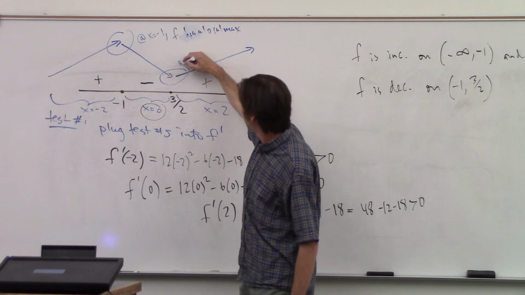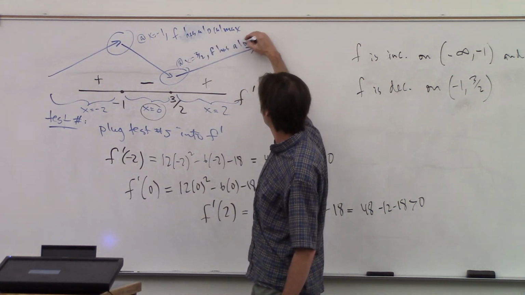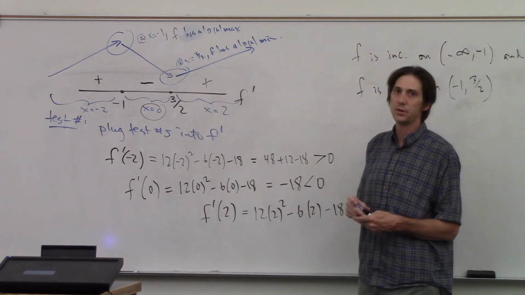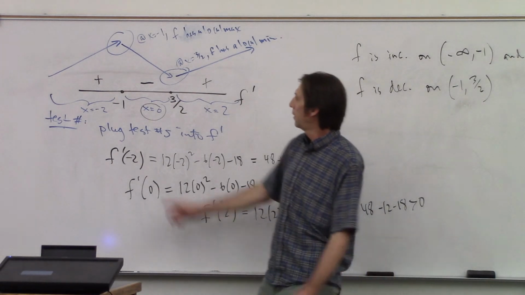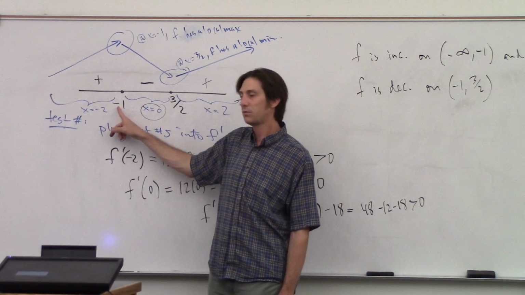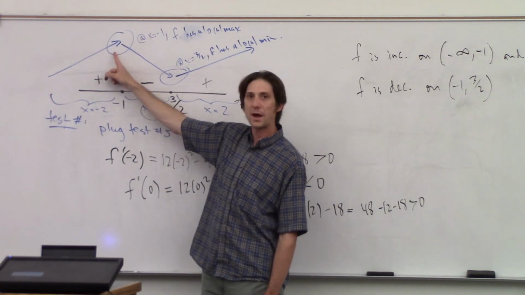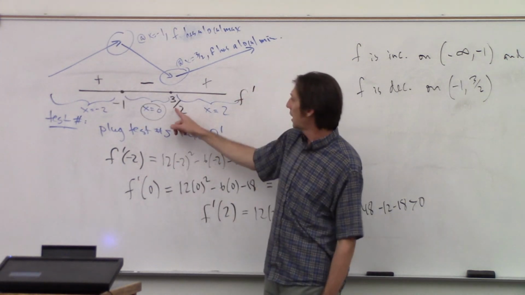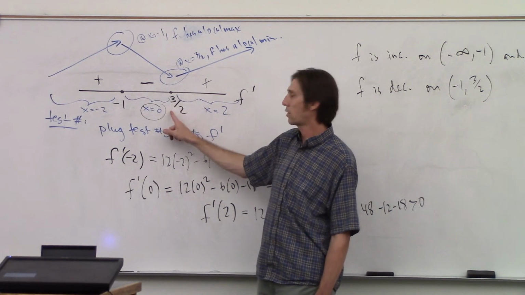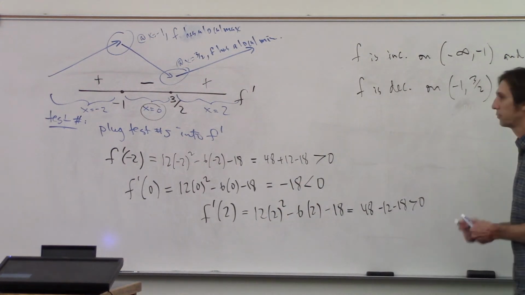On the other hand, at x equals 3/2, my function f has a local min. The fact that that's true is due to the first derivative test. As I go from left to right past the critical number -1, my derivative changes from positive to negative, so I have a local max at -1. At the critical number 3/2, my derivative changes from negative to positive, so that corresponds to a local min. That's what the first derivative test tells me.